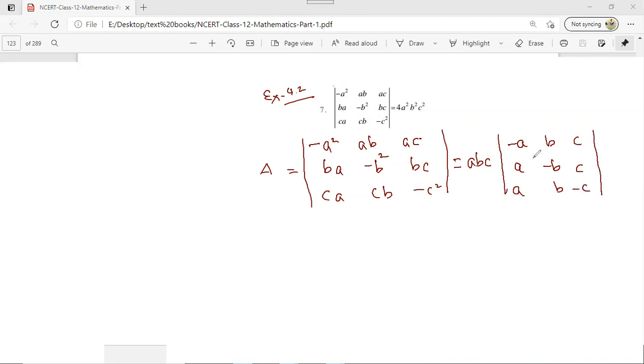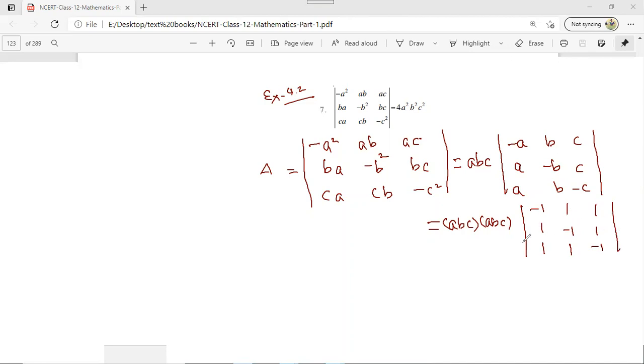Okay. And again you can see that a is common from the first column, b is common from the second column and c is common from the third column. So again one more abc will come out. So it will become abc and one more abc will come. Either you write square or you can write later on. So abc is common. So we got minus 1, 1, 1. And from the second column, b is taken out. So what is left? 1, minus 1, 1. Here 1, 1, minus 1.